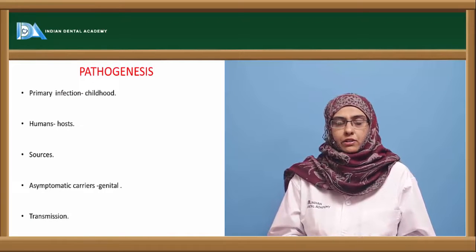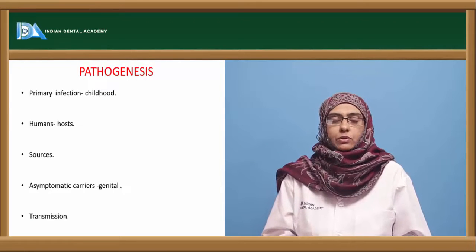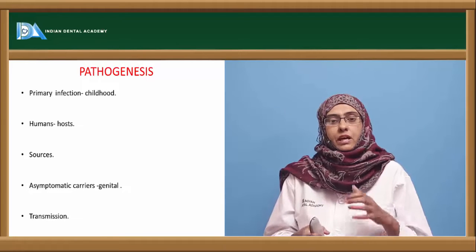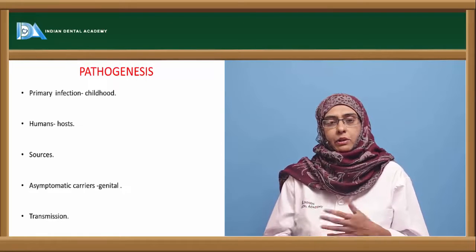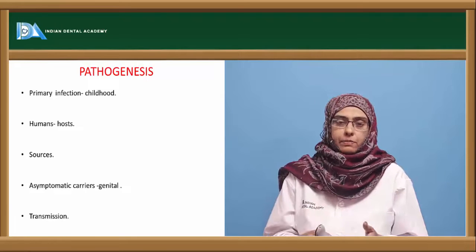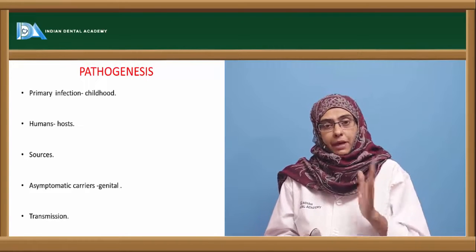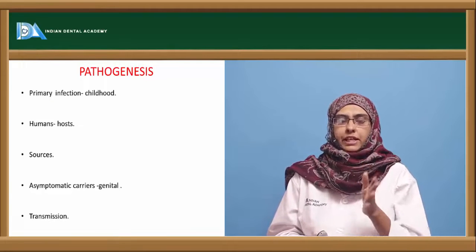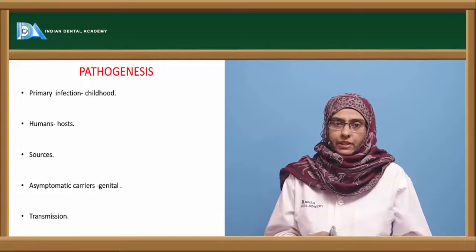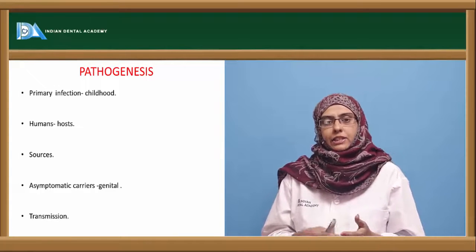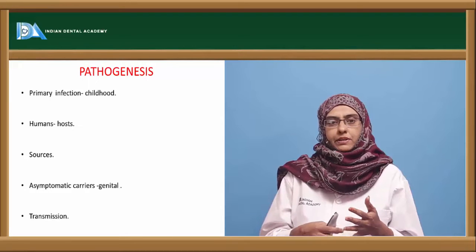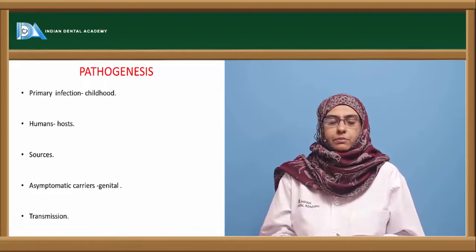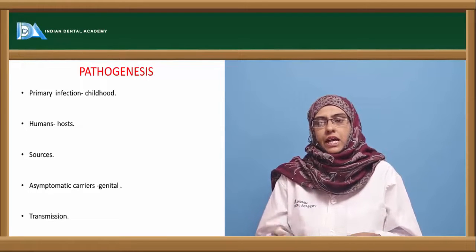Coming to the pathogenesis of this infection, it is exclusively a human infection, which can occur at any age, mostly seen in adults, but the primary infection is seen in childhood between the ages of 2 to 5 years. The source of infection is mostly the skin lesions, the secretions, or the respiratory secretions. So these are the 3 most important sources of infection of HSV1 or HSV2.